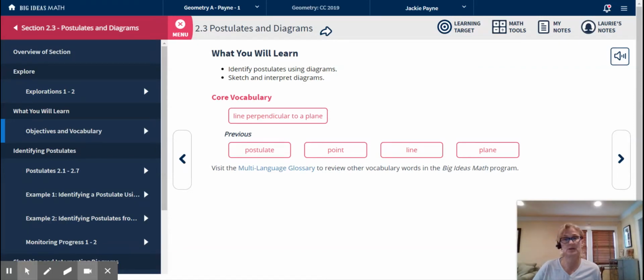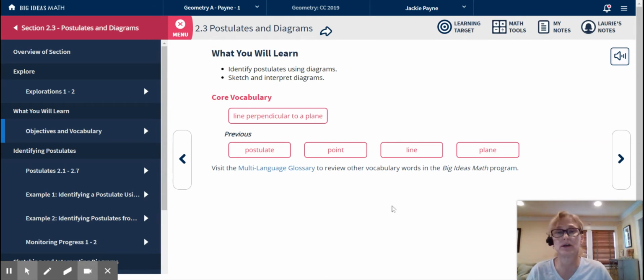Hello, geometry scholars. So welcome to section 2.3. This is postulates and diagrams. Some of you are going to be really great at being able to see these visually. Some of you are going to need a little more help. But these are the objectives, as you can see. Identify postulates using diagrams or pictures, and sketch and interpret diagrams.